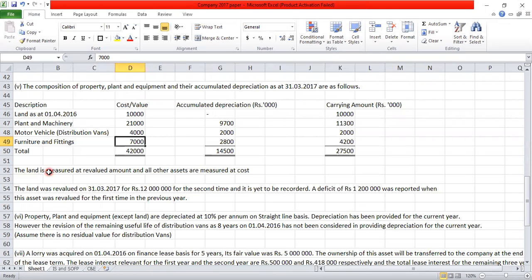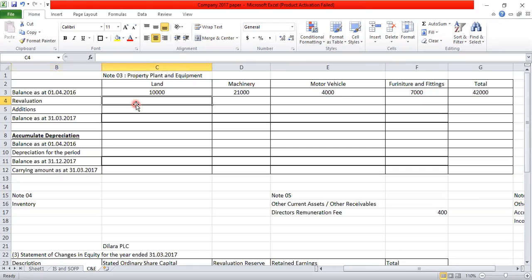It says that the land is measured at revalued amount and all other assets are measured at cost. The land was revalued on 31st March 2017 for rupees 12 million for the second time, and it is yet to be recorded. A deficit of 1,200,000 was reported when this asset was revalued for the first time in the previous year. Now you see this 12 million is a surplus of adjustment from 10 million, which is the cost. So now land is revalued at revalued amount. So 10 million and 12 million is how much? 2 million difference. So now this 2 million is a surplus, but there is another deficit of 1,200,000. So I'm going to take this 2 million as surplus under property, plant and equipment as revaluation.